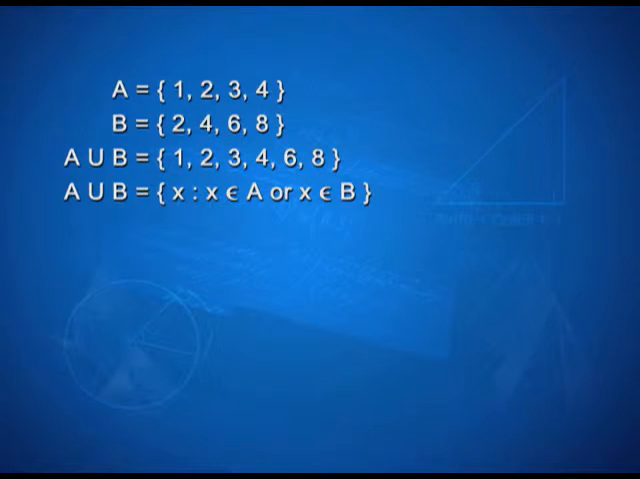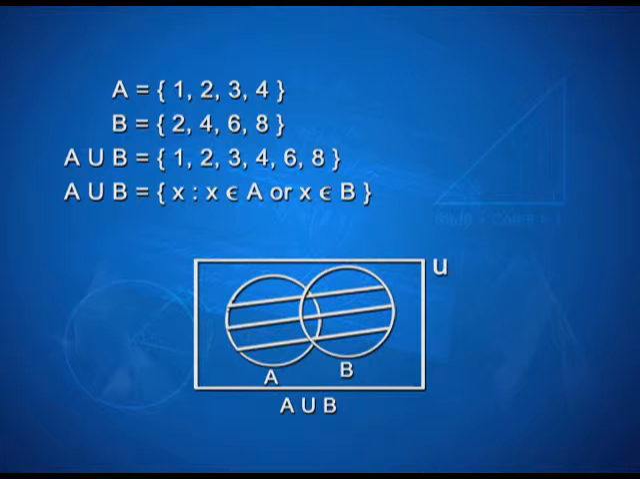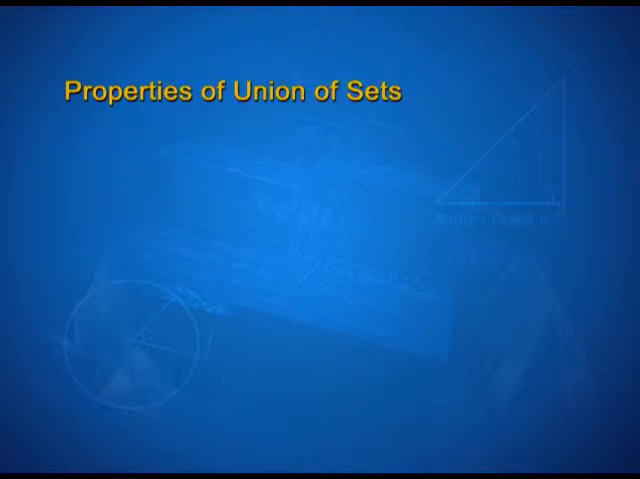Mathematically, we write it as A union B is the set of elements x such that x belongs to A or x belongs to B. With the help of a Venn diagram, it will be represented like this. The rectangle represents the universal set and A and B, the sets, are represented as circles inside the rectangle. The shaded portion will give us A union B. Now let us examine some properties of union of sets.